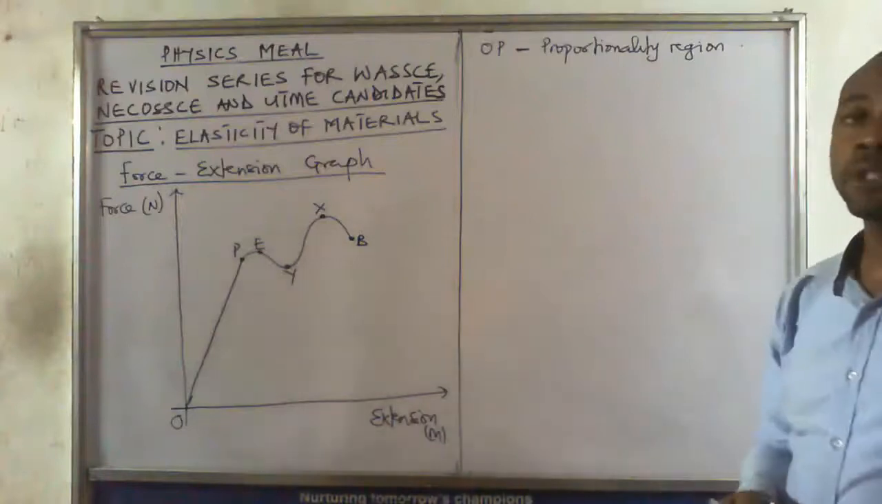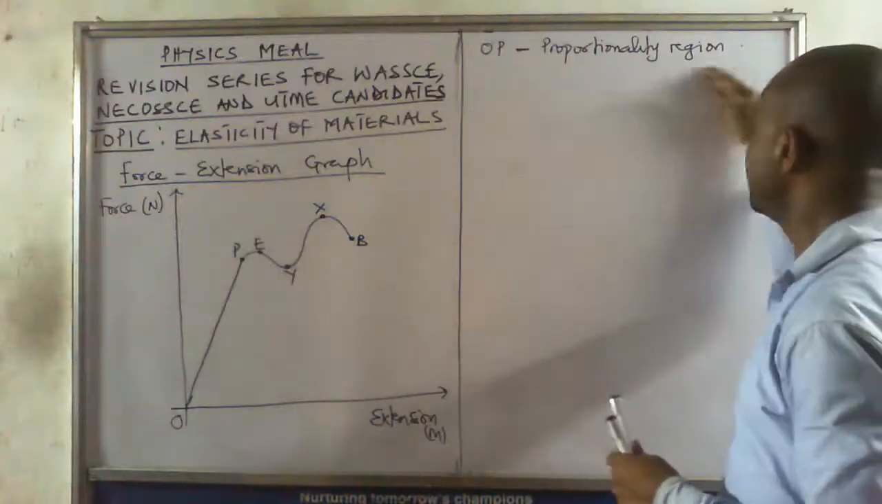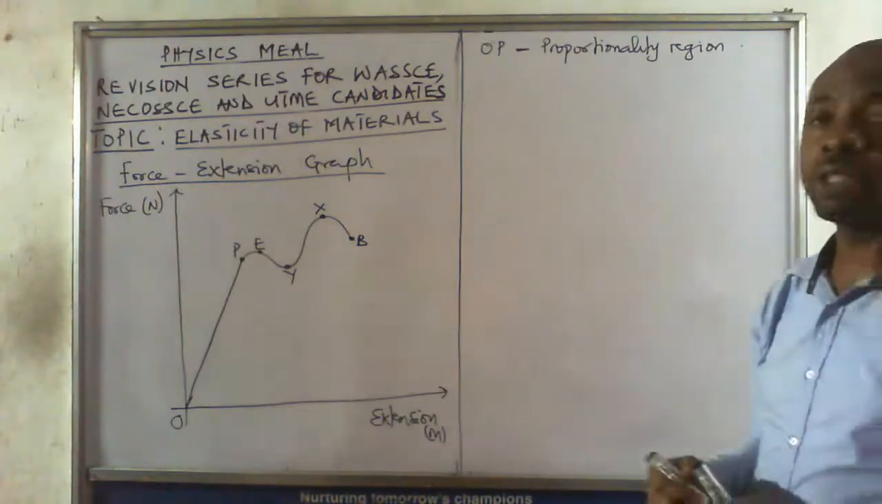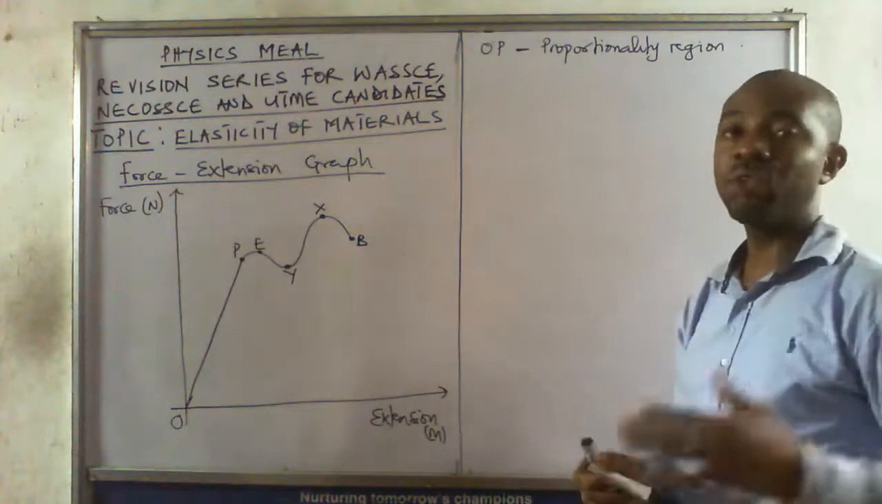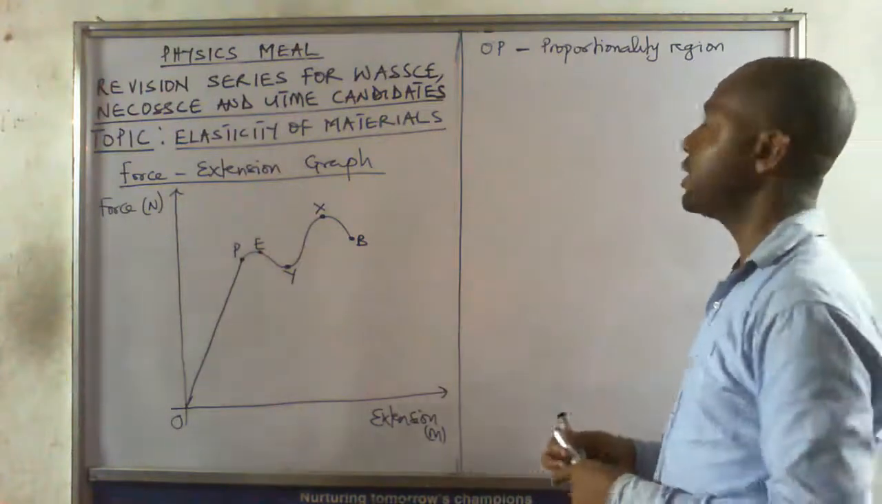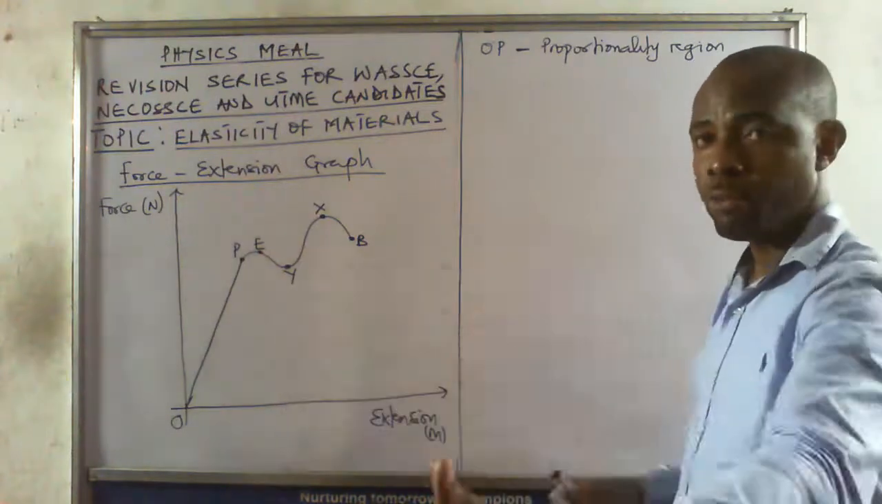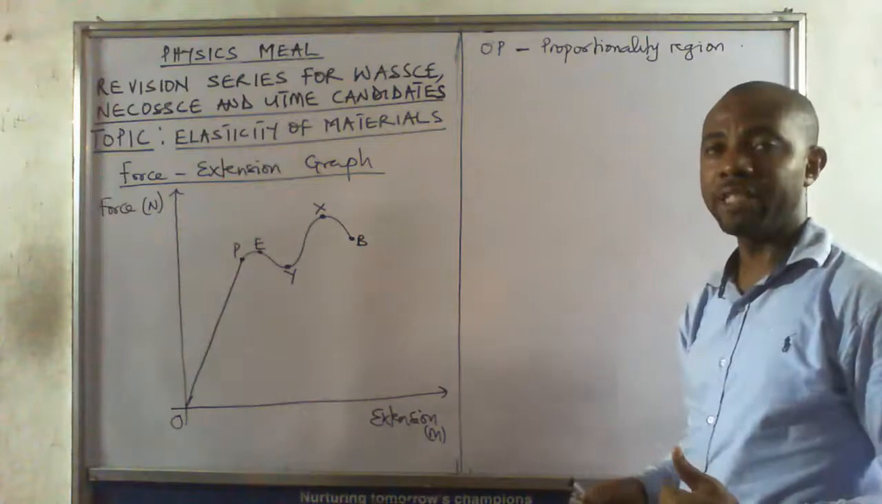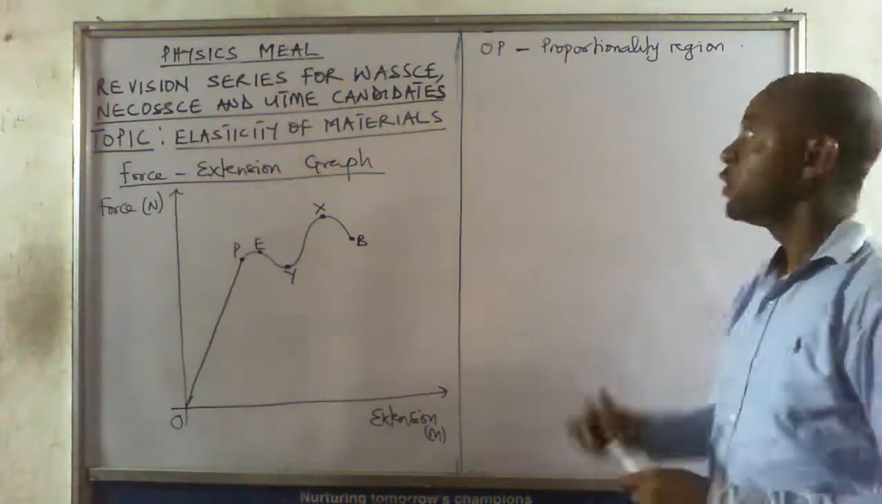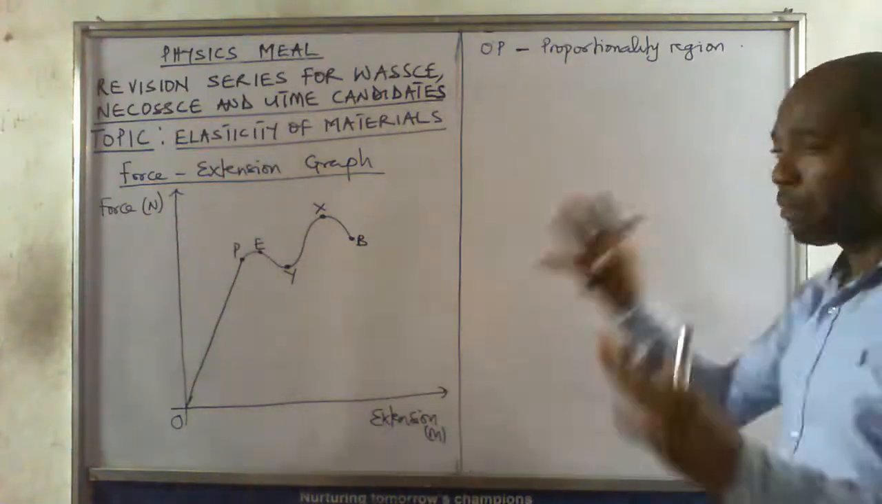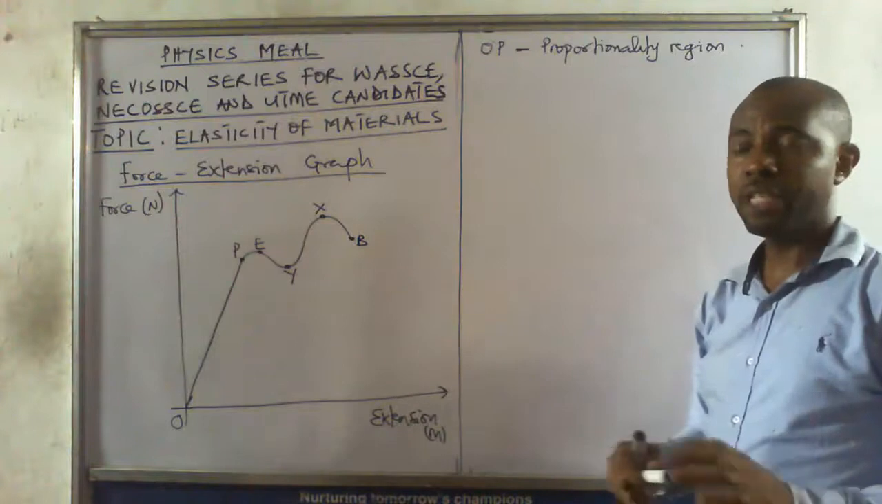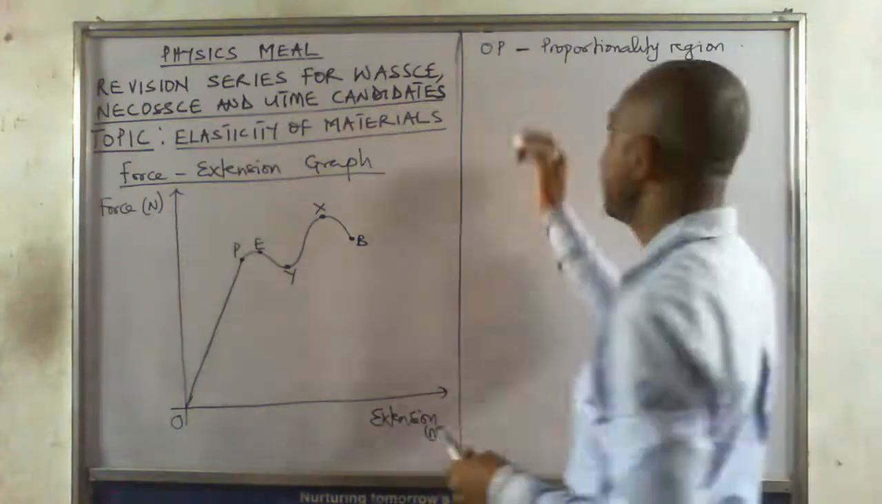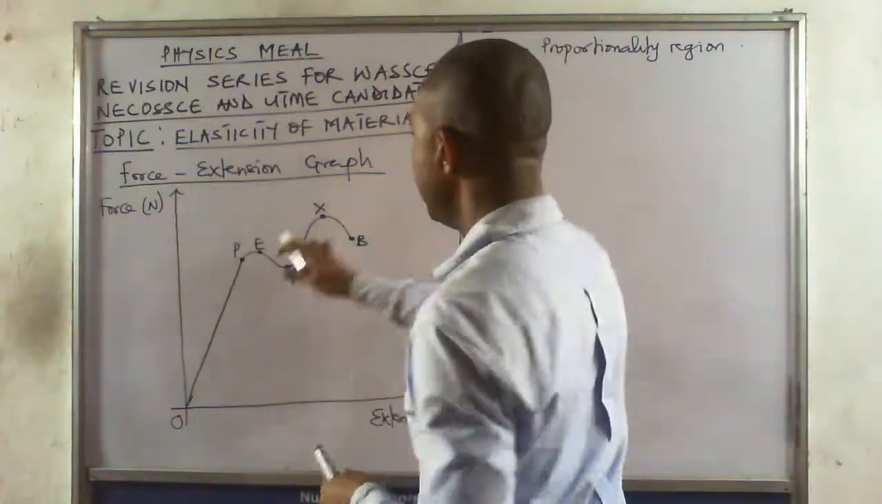Why is it called the proportionality region? It is the region that obeys Hooke's law. The region at which an increase in force will also cause a proportional increase in the extension. So that region is called the proportionality region. Take note of that.